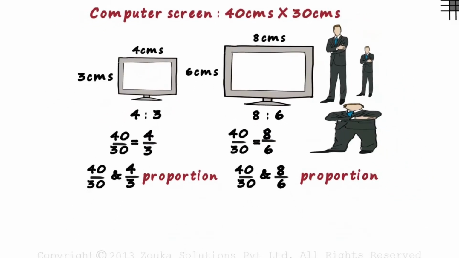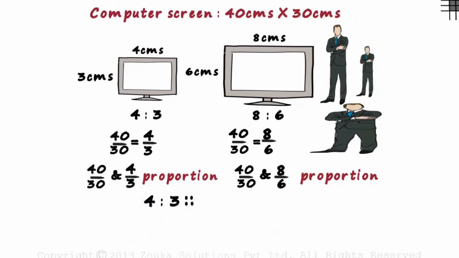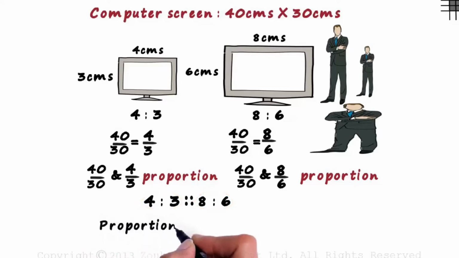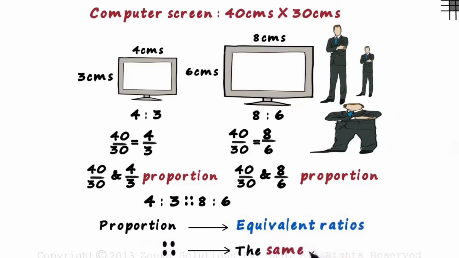So what is proportion then? Proportions are equivalent fractions, or fractions that are equal. So 4 to 3 is the same as 8 to 6. Both of them are in proportion. Now you discover there is a double ratio symbol in the middle. It means both sides are the same as each other. So proportion means equivalent ratio, and the double ratio symbol means same as or equal to.